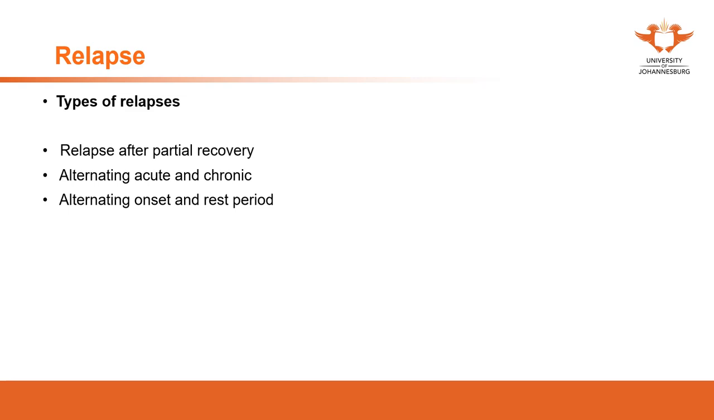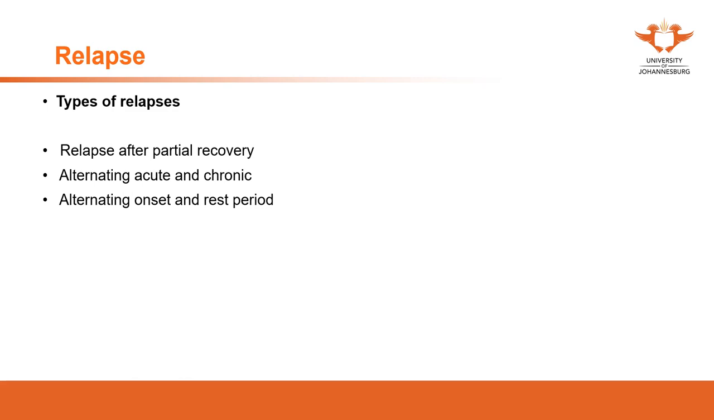Lastly, the alternating onset and rest period. These two periods are the onset and rest period, such as asthma. The patient may have an acute onset. They may suffer from asthma. They may suffer from difficult breathing. But during the rest period, they feel fine.